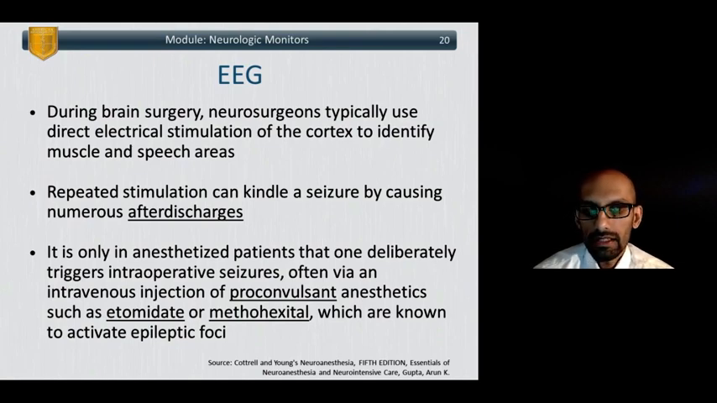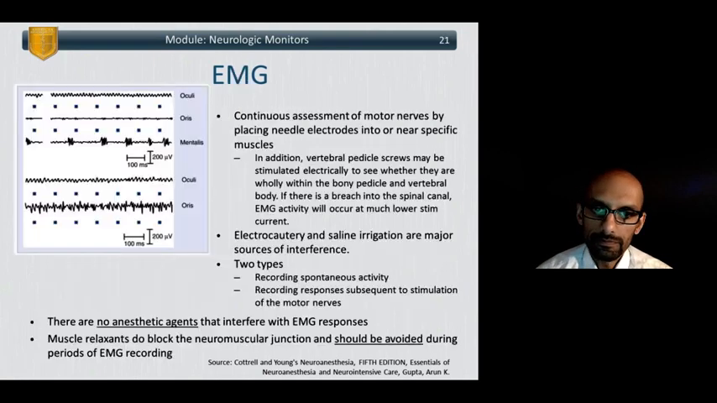Methohexital is the prototypical anesthetic that can wind up temporal lobe epileptiform foci. Etomidate can do that to some degree as well. It's part of the reason why methohexital is considered the gold standard for management of patients receiving electroconvulsive therapy.